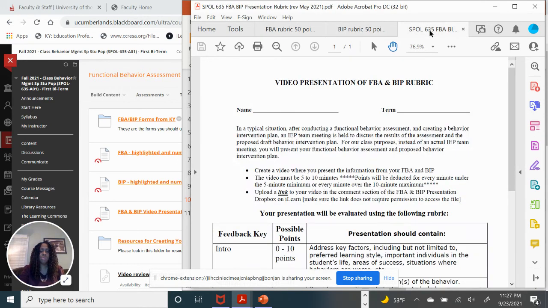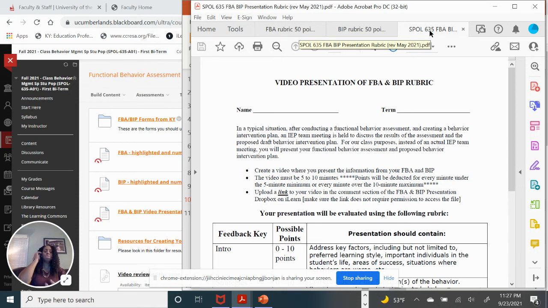Now let's talk about your presentation. This is also available for you in the rubrics folder as well as in the FBA folder. Like I said, in a typical situation, you do your assessment, which is the FBA, and then you draft your proposal for your plan to intervene, which is why it's called a behavior intervention plan. Normally that's presented in an IEP meeting, so that the team comes together with that parent, and depending on the age, the student should be in the meeting as well.